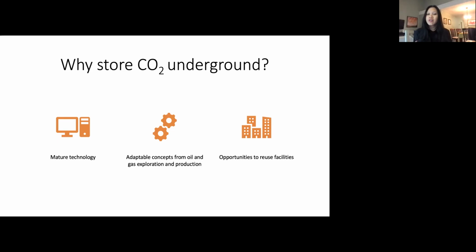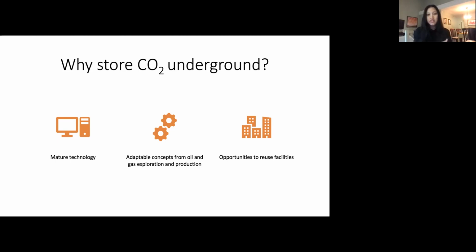Right now it's 2022, so the technology has been around for about 50 years. We can say that it's a mature technology that we can trust, and we can keep developing it over and over again to ensure the safety of keeping the CO2 in the subsurface over very long terms.